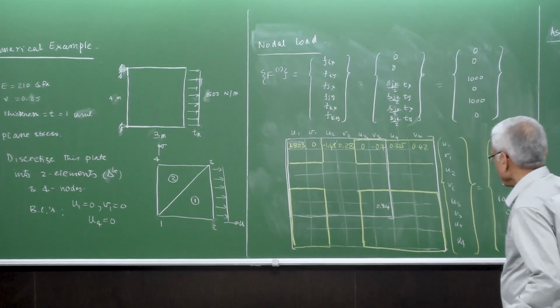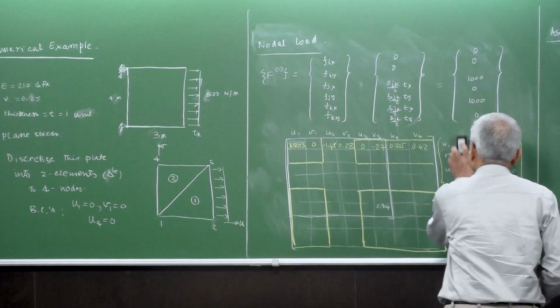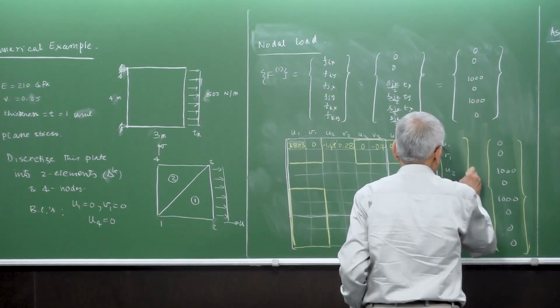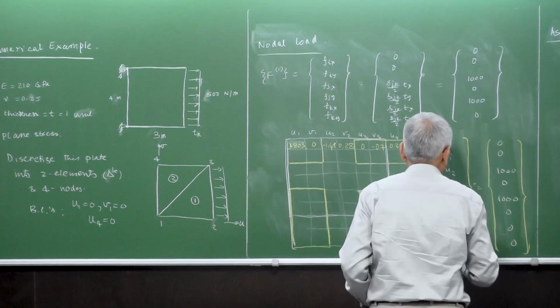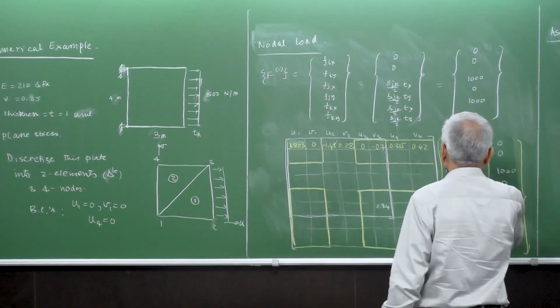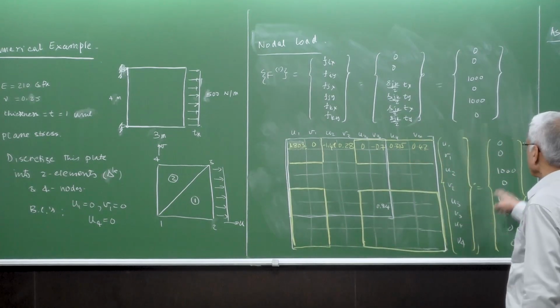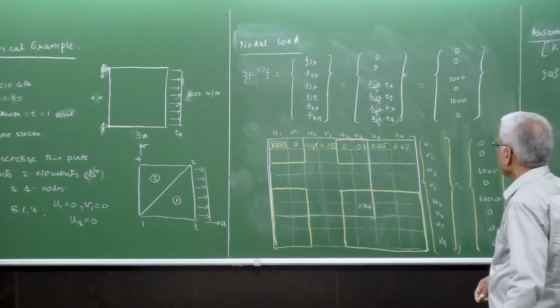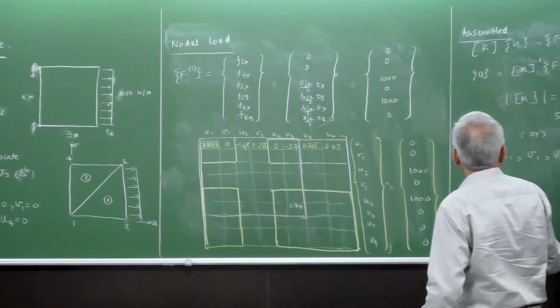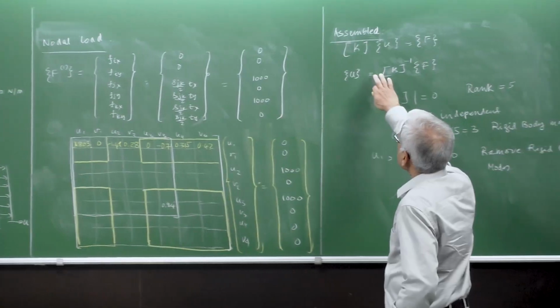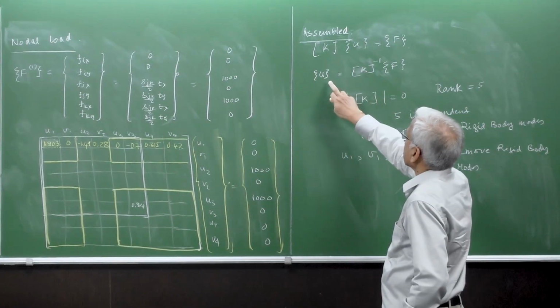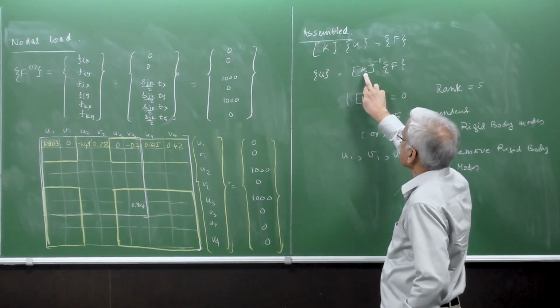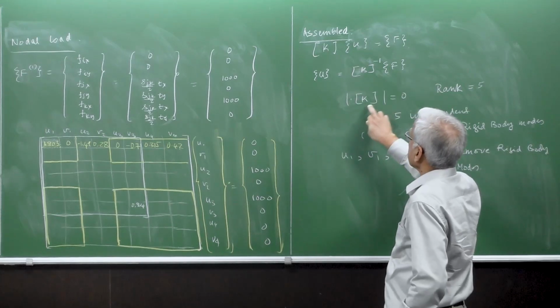Then we have this here. These are the global degrees of freedom, U1, V1, U2, V2, U3, V3, U4, V4. Now we have to solve for the displacement. The way it looks now is that we can take the K inverse and then take it to F and then we do it.